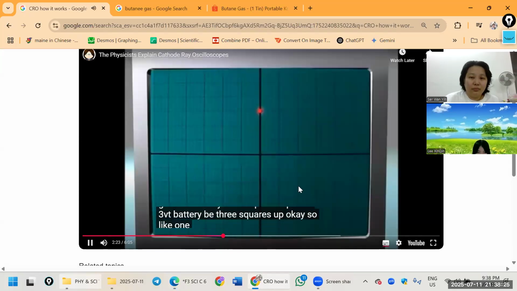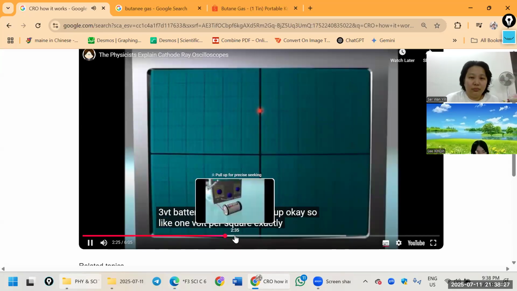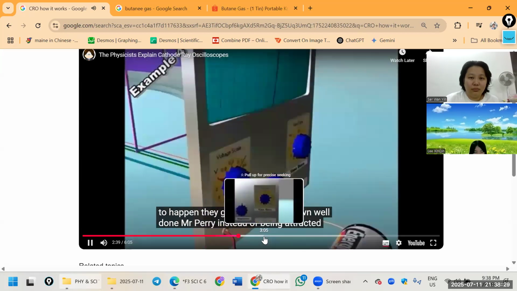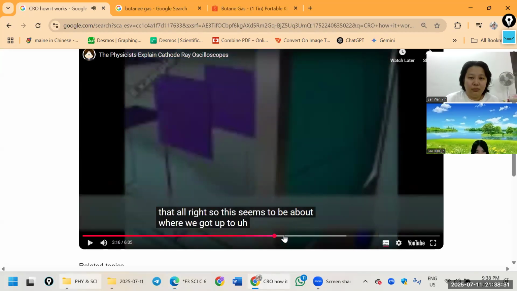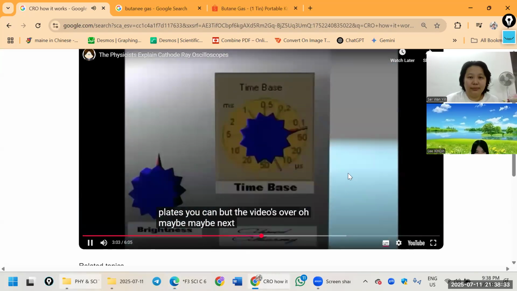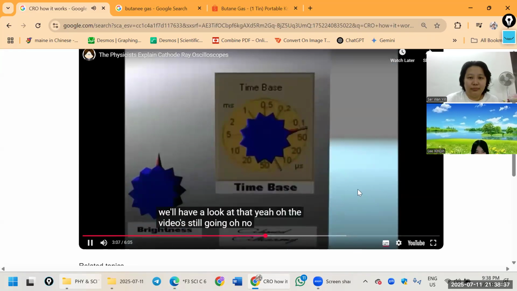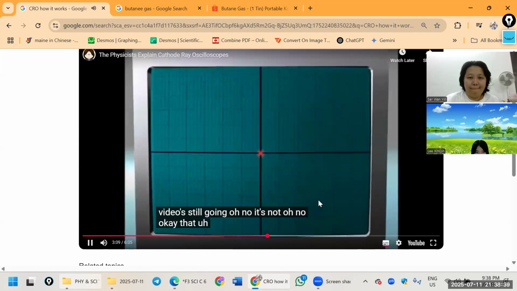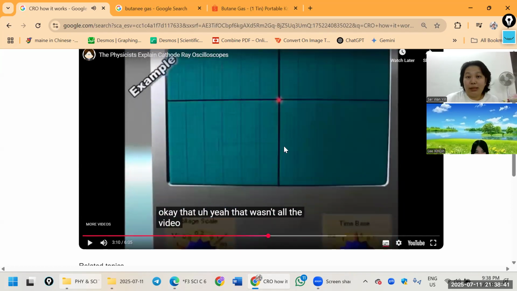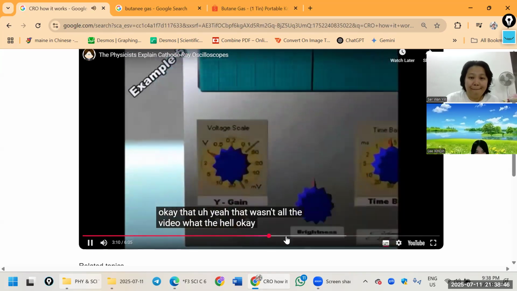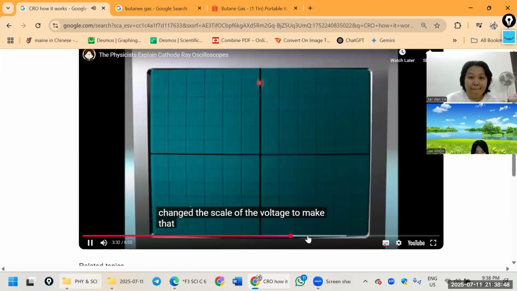Oh, okay, so it's like 1 volt per square. Exactly. So your negative electron being attracted towards the... In the video. Maybe next time, next time we'll have a look at that. Yeah. Oh, the video's still going. Oh no, it's not. Okay, that wasn't all the video. And just now, down is we flip the direction. Okay, all right, we'll do that.